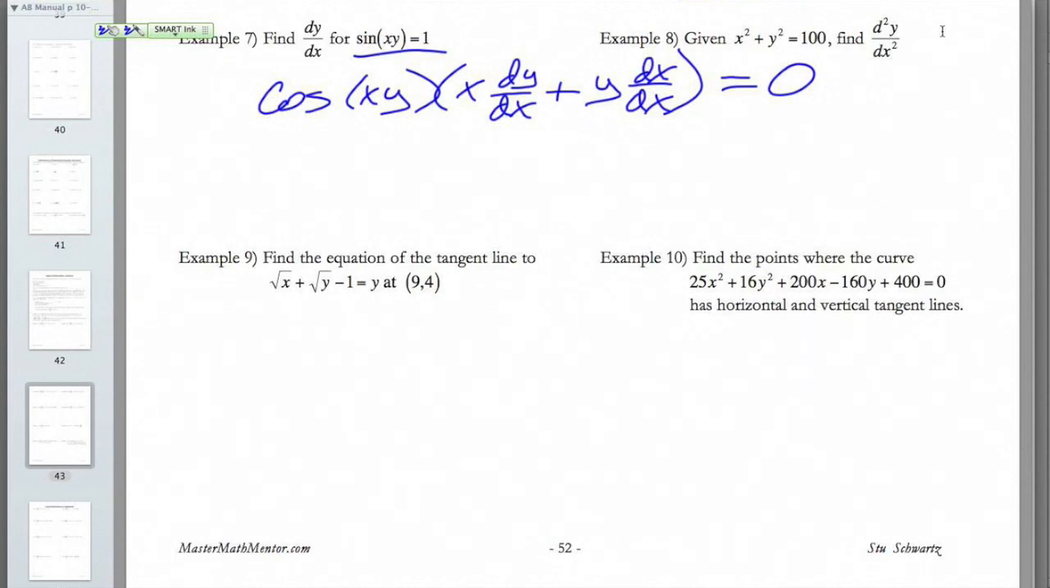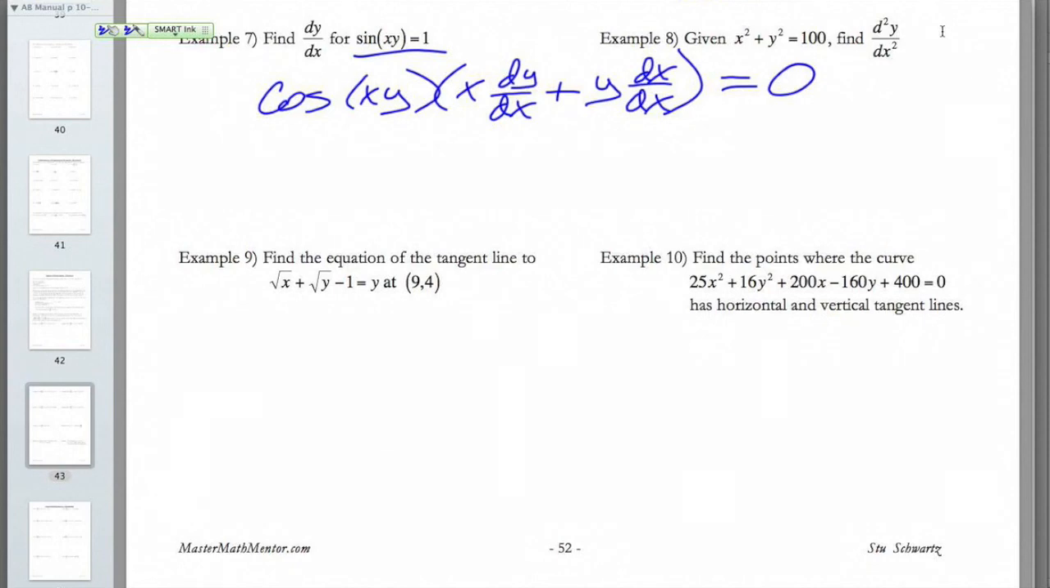So, if they're wanting me to find dy/dx, they're wanting me to do what with dy/dx? Get it by itself. Alright, what do you want to do next? Divide by cosine. Alright, now I cannot divide by cosine xy, because I would lose a variable. You cannot divide if you're going to lose a variable. If I divide by cosine xy, 0 divided by cosine xy is 0. I would lose this. I can't lose variables. I can only lose numbers.